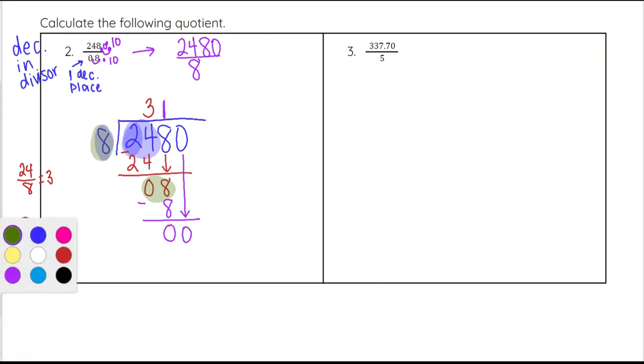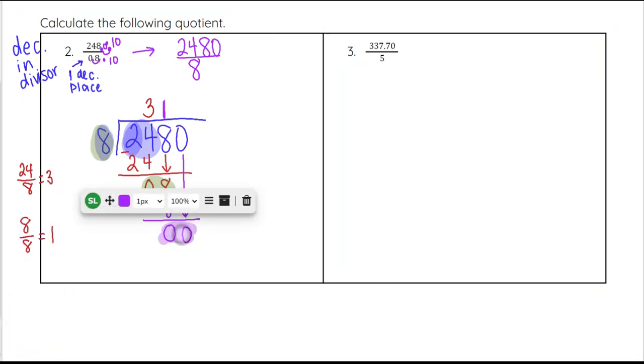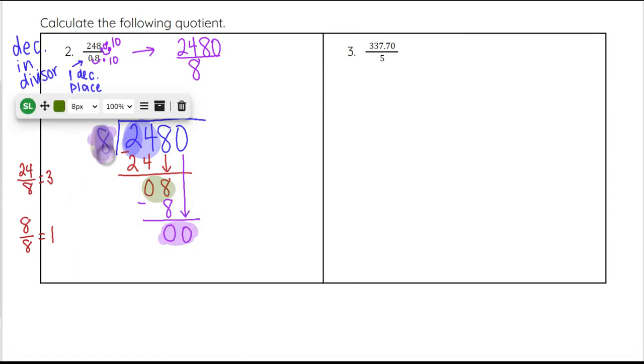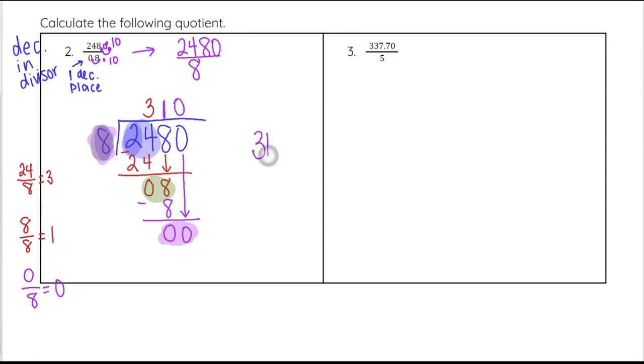And now we are looking at 0 and 8. Now you might think 0 and 8, that's not going to work. But 0 divided by 8 is in fact 0. So 0 divided by 8 will be 0, and we will put a 0 right there. So that will be that last spot. And our answer for this problem will be 310.